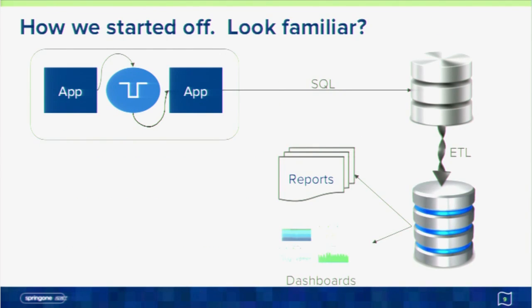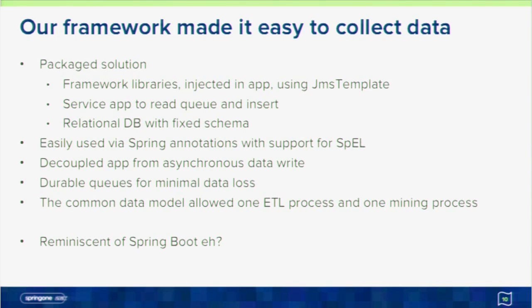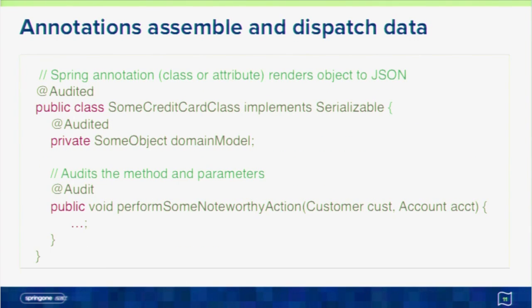It kind of looks similar to what you've been hearing about with Spring Boot, right? Independent applications communicating via message bus. So here's an example of what those annotations looked like for us. @Audited at the class level basically said every attribute within that class was going to be captured, handed off to one of our builders, and then turned into a message, put on that queue, and then consumed and written out to the database.